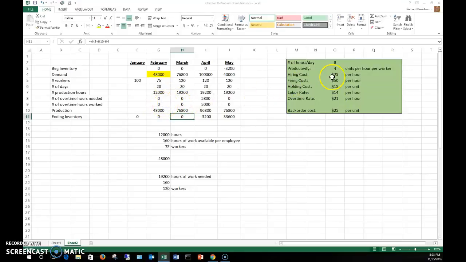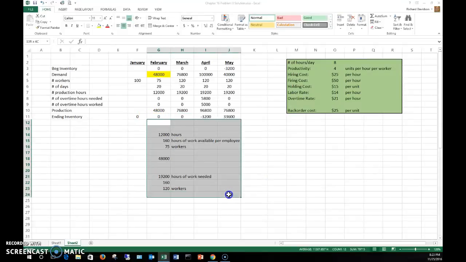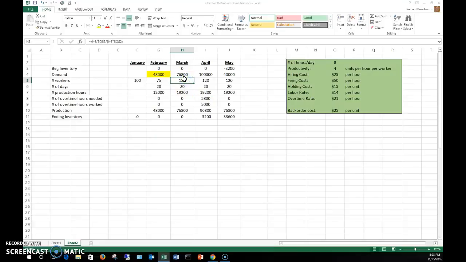We only worked the 20 days and 8 hours a day, so we had no overtime costs. So February and March are pretty straightforward. Now what happens when we move into April is the book says we're going to keep our employment level. So whatever we had in March, 120 workers, we're now going to have 120 workers in April and 120 workers in May. We can't change that number anymore. What we can change, though, is working overtime.